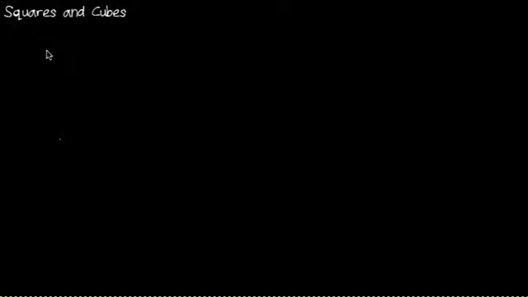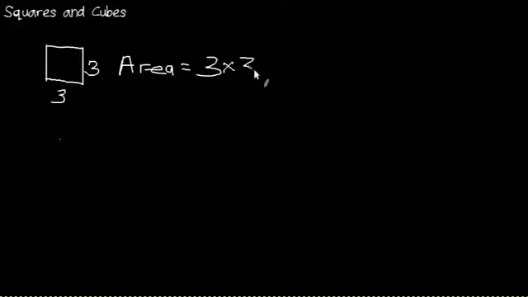Think about a square. And this is a rough sketch. Let's say that it had a side of 3. We know that all of the sides of a square are equal, and we also know that to get the area of a square, we multiply the height times the length, or the length times the width, okay? So the area of this square is just going to equal 3 times 3.